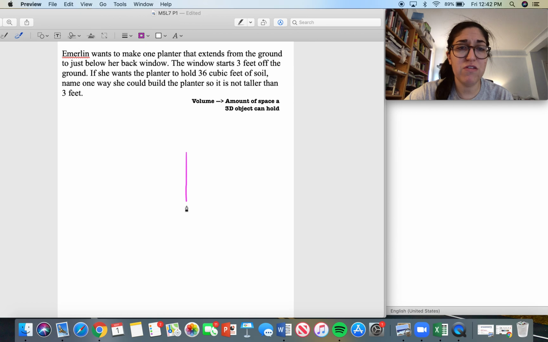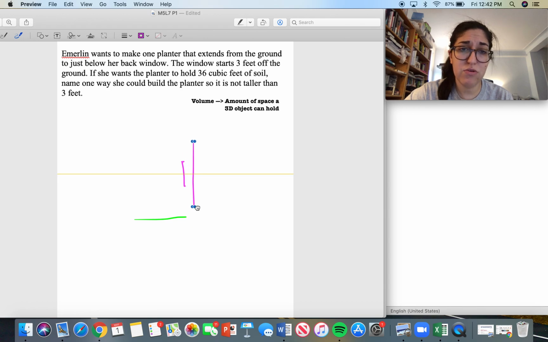So if we imagine that this is Emerlyn's house and here is the window, right? She wants her planter to go from the ground. Here's the ground. Let's make the ground green. Emerlyn, your house is pink apparently, right? She wants her planter to go from the ground right to where her back window is. That's the space she wants her planter to take up.